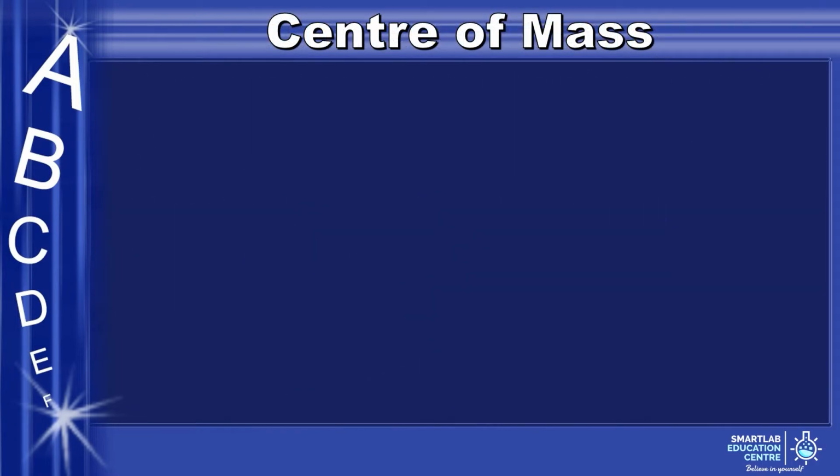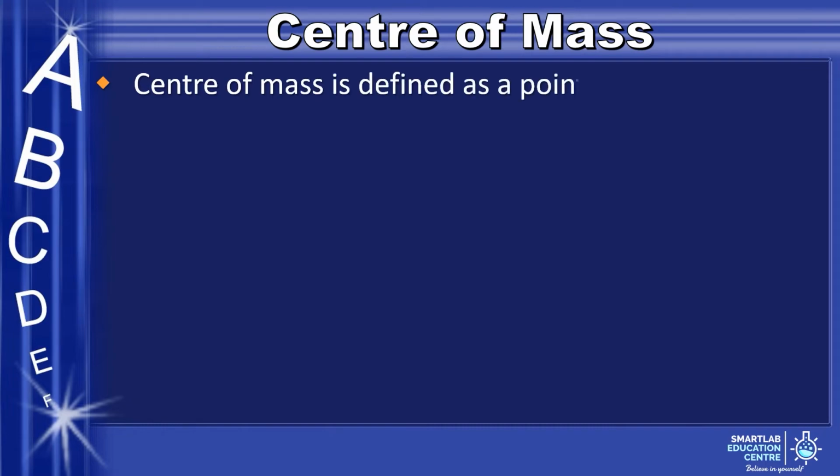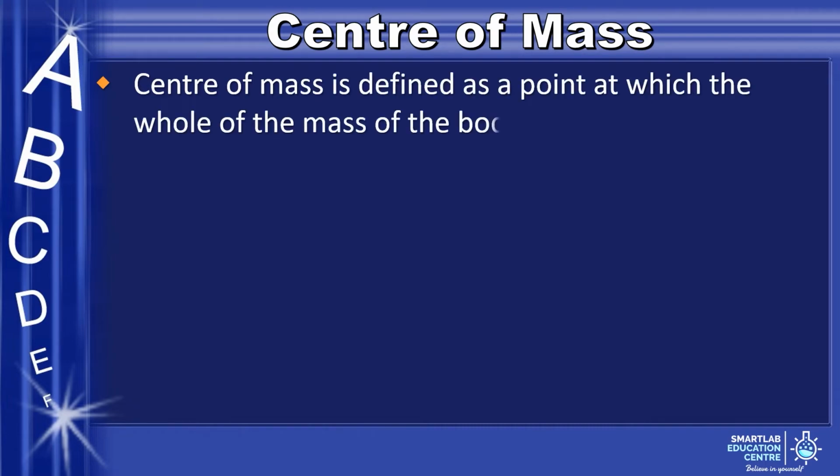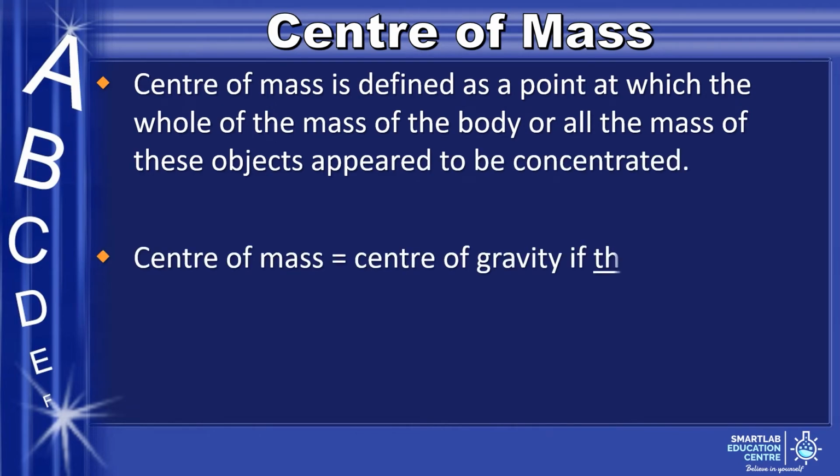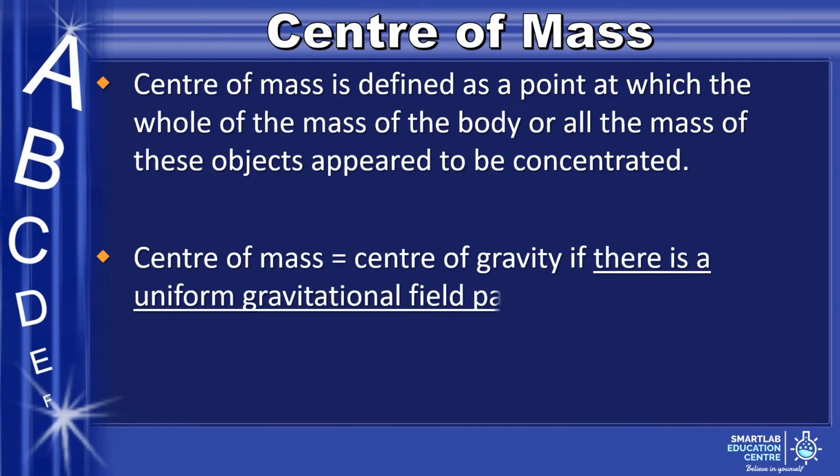Now, this is different from the center of mass. Center of mass is defined as a point at which the whole of the mass of the body, or all the mass of these objects appeared to be concentrated. Although the definitions are not the same, the center of mass and center of gravity can be equal if there is a uniform gravitational field passing through the object.